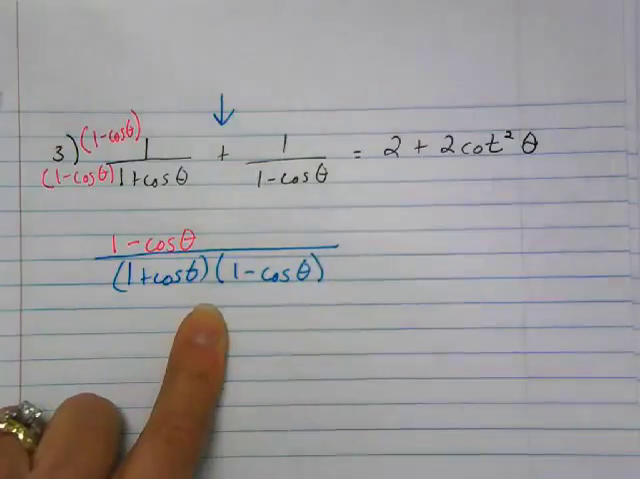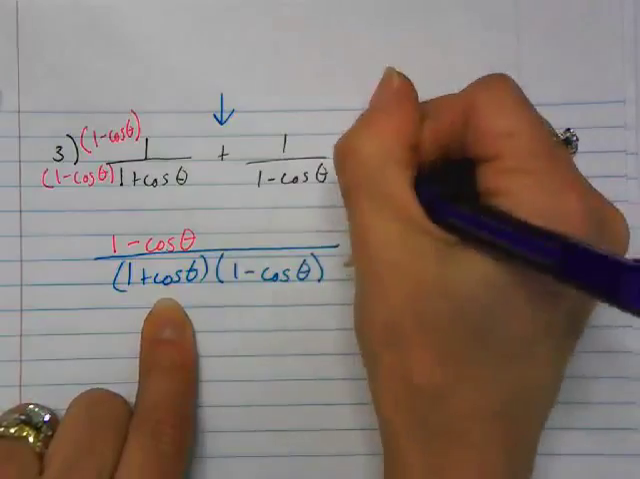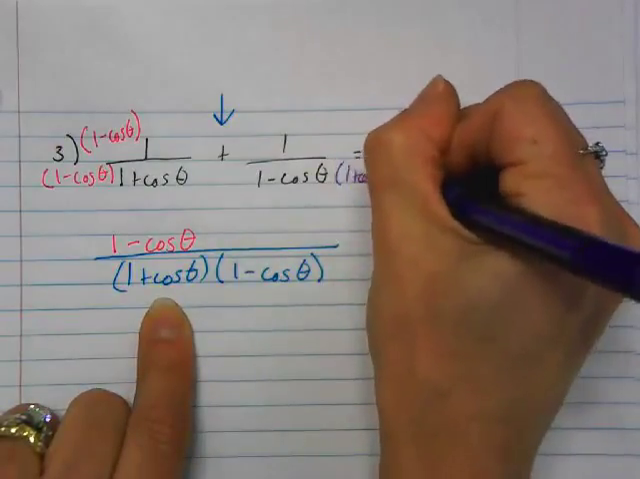Alright, let's look at this other fellow. He had a 1 minus cosine. He needs his 1 plus cosine. I cannot write.